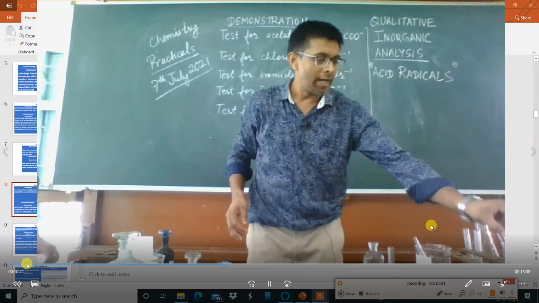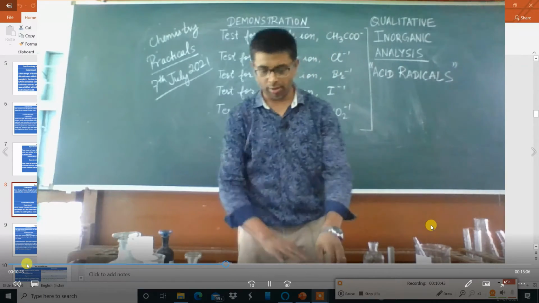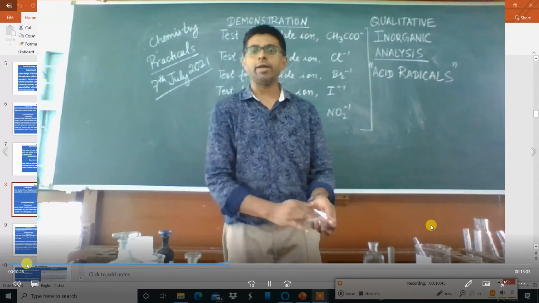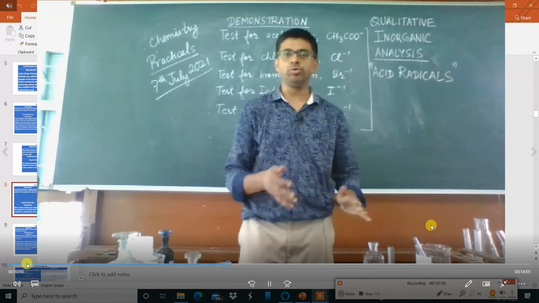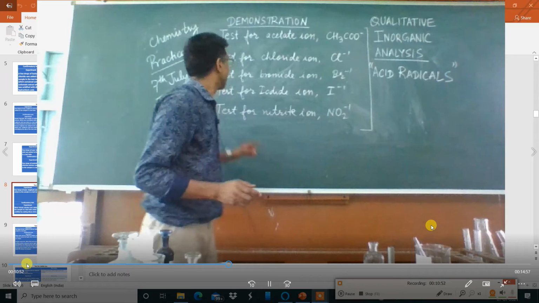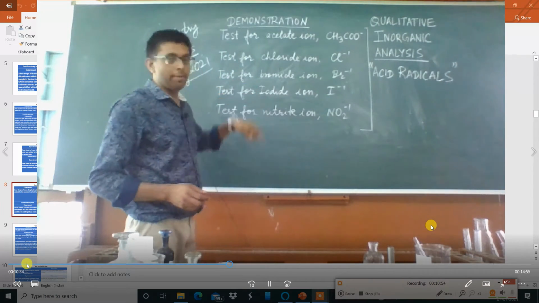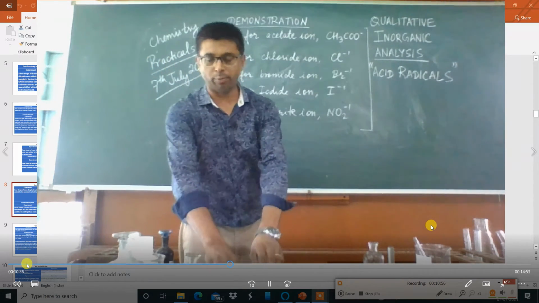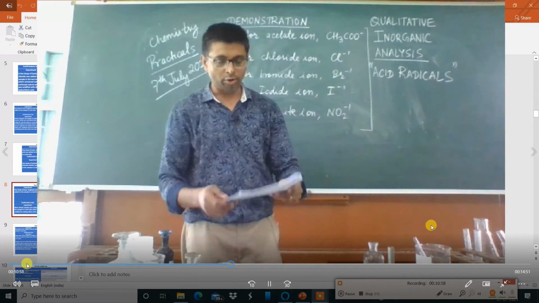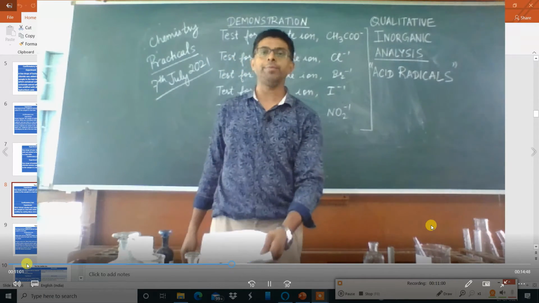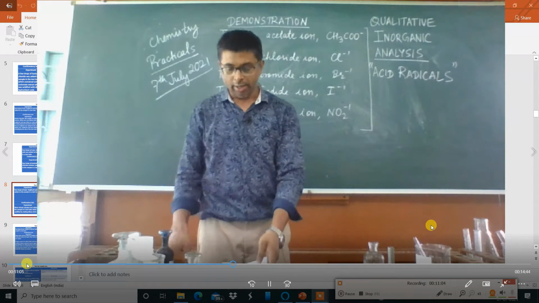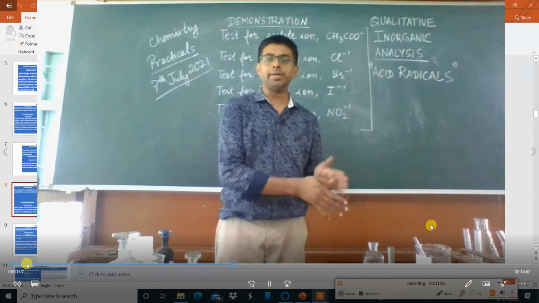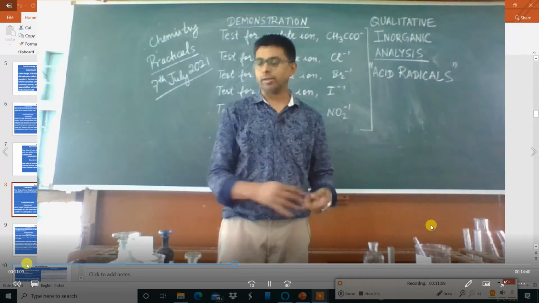After that, I went ahead further to talk about the test for bromide ion. I did not show you the test for bromide ion because it involves the evolution of bromine vapor, which is pungent and suffocating, and it is a poisonous gas. That's why I did not do this test.